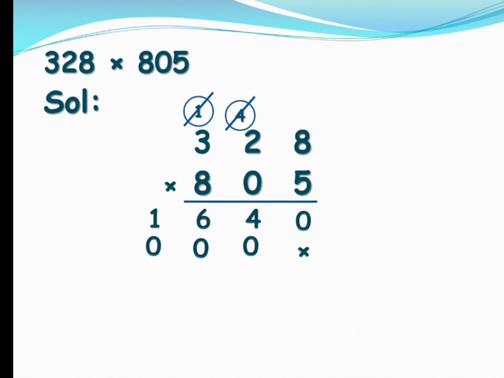If you have any other number, 2 or 5 or 8, then you will again multiply with all the digits of the first number by the tens place number of the second number. Now we have finished with 5, which is in the ones place. We have finished with 0, which is in the tens place.